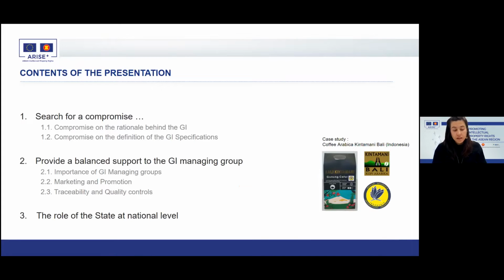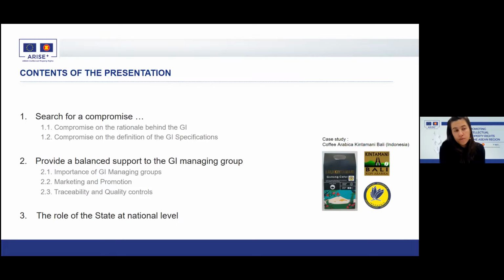There is a wide scientific literature on success factors for geographical indication. It can be very academic documents, but also documents for practitioners and trainers. I selected what I consider the three main recommendations to build and manage geographical indications as effective tools of development. In fact, they are groups of recommendations.